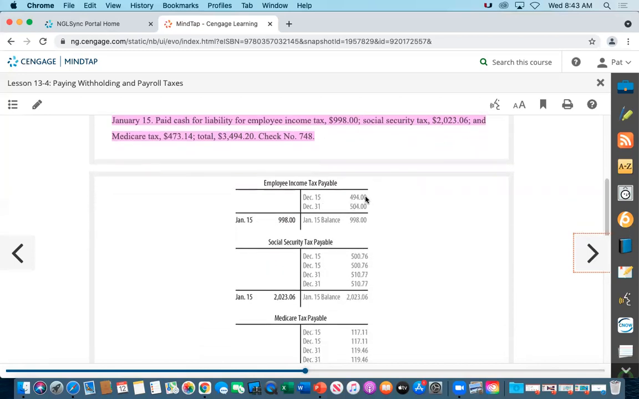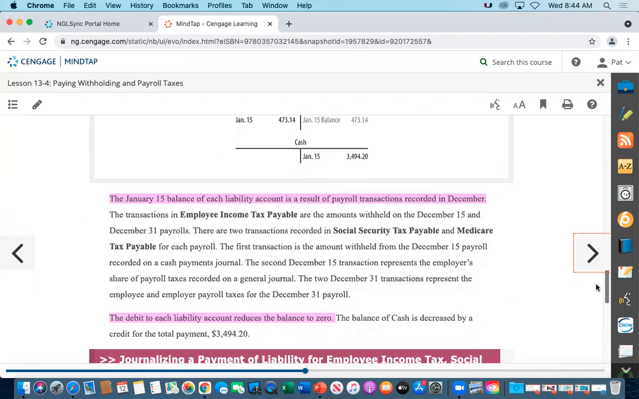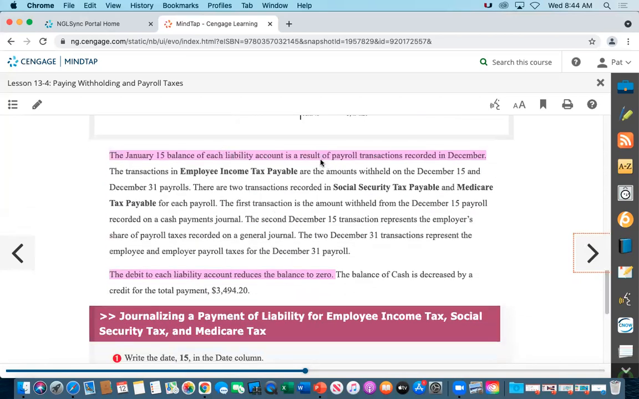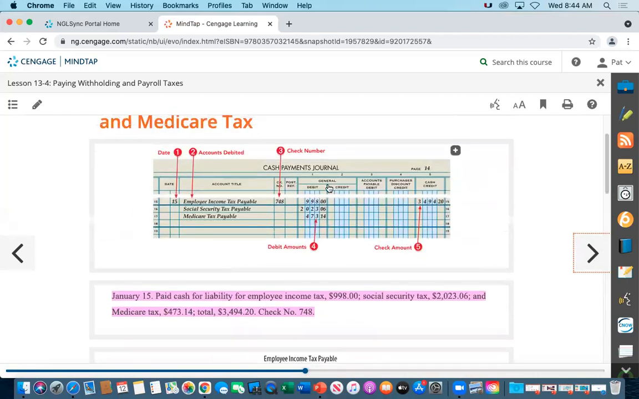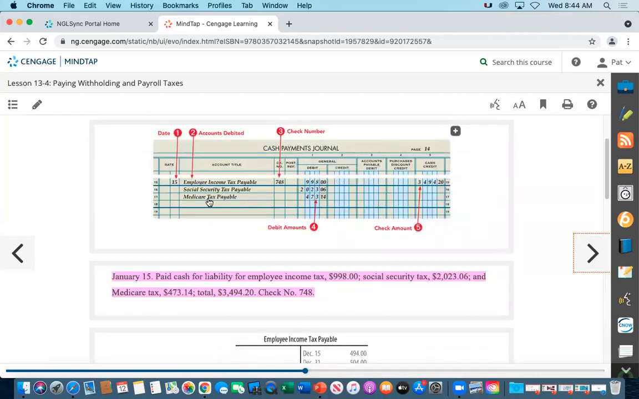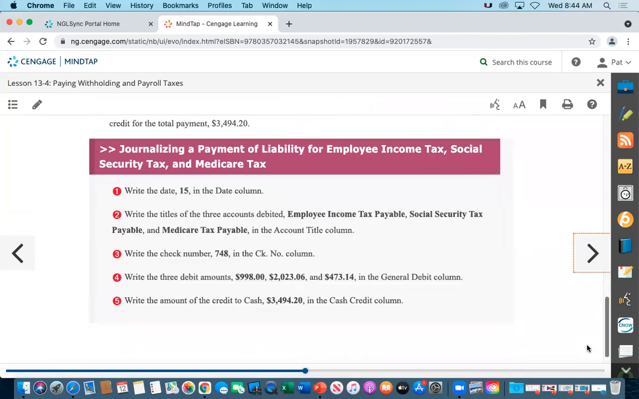You can see we're paying these bills off. We have all this Social Security, then we pay it off. The 15th of each month, the liability account is a result of payroll transactions recorded throughout December. This debit to the liability accounts reduces the balance to 0. That's all we're doing. We're getting rid of the liabilities by paying these off, and we've got to get to the government anyway. This is all just talking about what you saw in the transaction, so nothing fancy. So we will debit employee income tax first, Social Security and Medicare. You'll just have to figure out if we have to multiply Social Security and Medicare by 2 or not. These are just the steps.